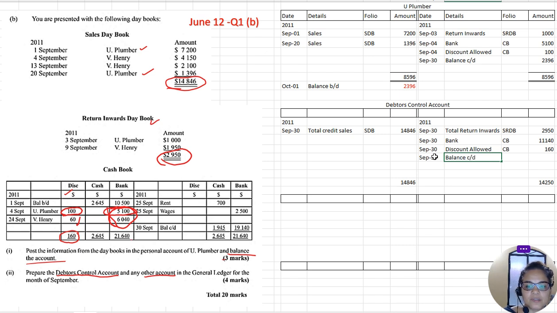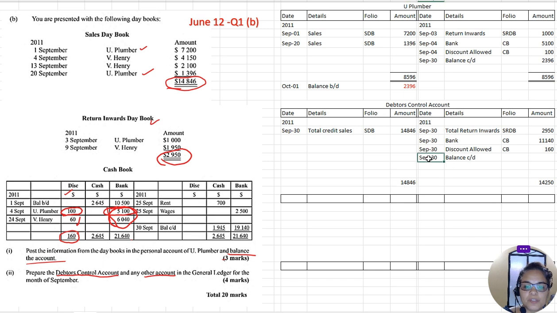And one thing I just noticed is that I didn't head up my ledger. So let me head up my ledger. It's date, details, folio, and amount. Right. So once you total the debit side, you pencil it in, total your credit side and you pencil it in, you know that the credit side has the least amount when compared to the debit side.